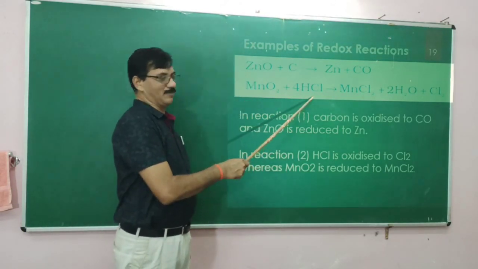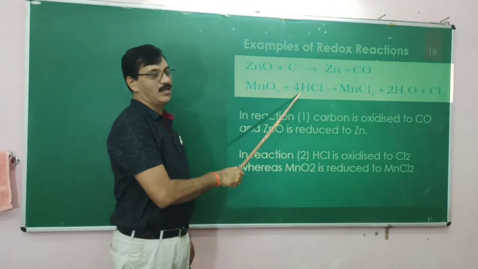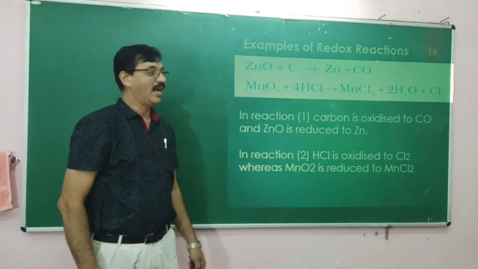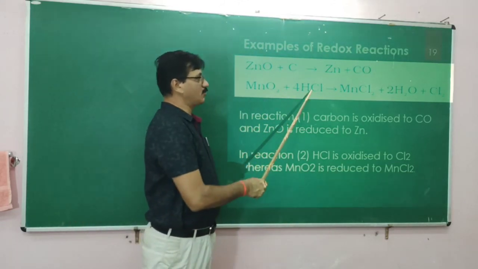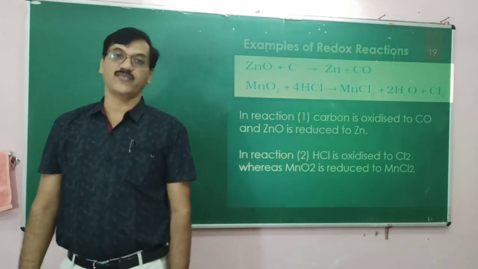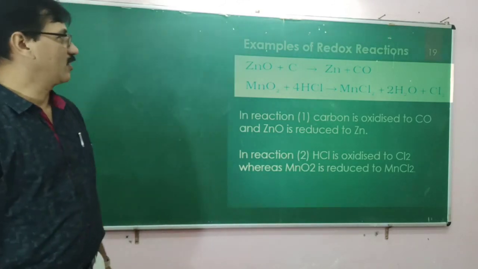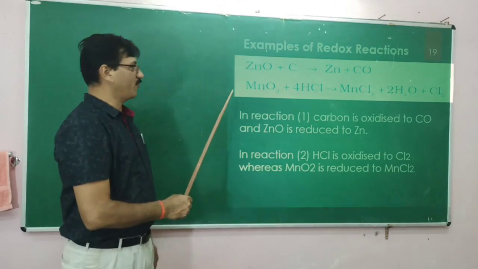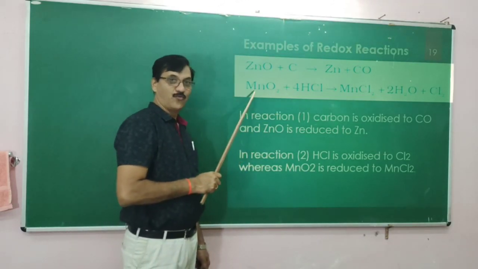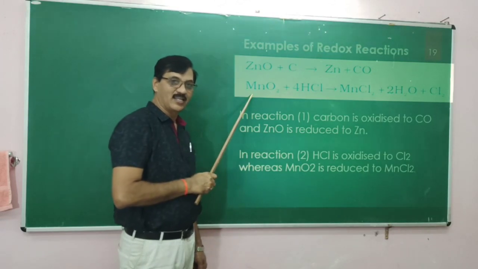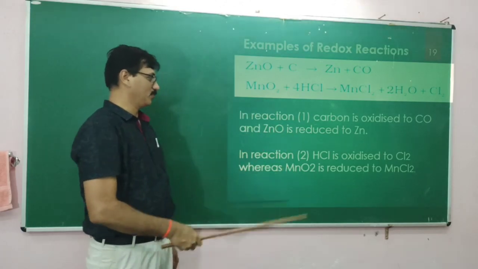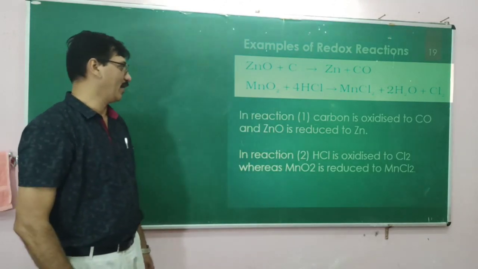MnO2 plus HCl will give MnCl2, H2O and Cl2. And here chlorine is being produced. It is also an industrial method of preparation of chlorine gas. Right? So these are the examples of redox reactions. Now think about it. Which species is undergoing oxidation? Which is undergoing reduction in this particular reaction? Okay, that's the point to think about here.